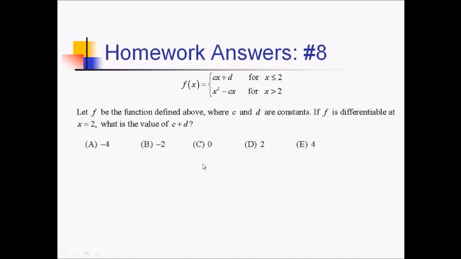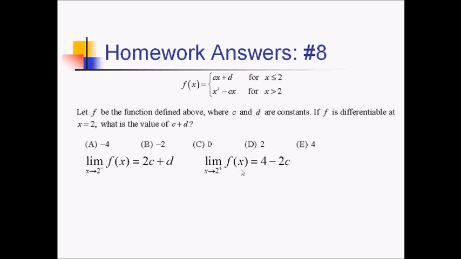So for continuity, we first consider the left side limit as x approaches 2 from the left. That's going to require us to plug 2 into this first rule here. So that's going to be 2c plus d. Next, the right side limit as x approaches 2. Plugging 2 into the second rule now, that's 4 minus 2c.